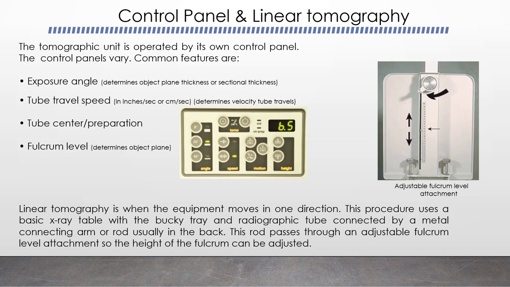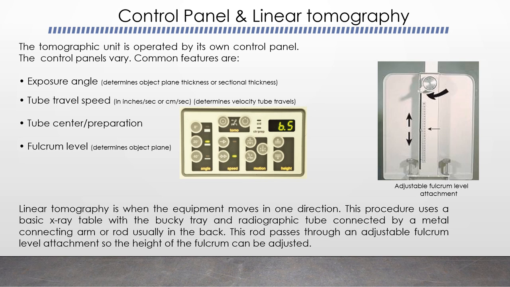Control panel and linear tomography. The tomographic unit is operated by its own control panel. The control panel varies. Common features are exposure angle, which determines the object plane thickness or section thickness; tube travel speed in inches per second or centimeters per second, which determines the velocity the tube travels; and tube center or preparation, a fulcrum level, which determines the object plane.